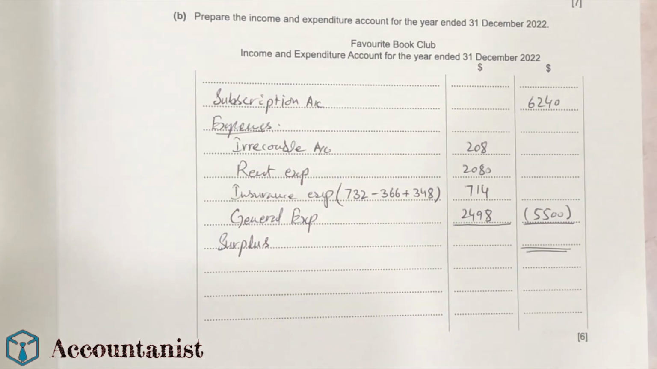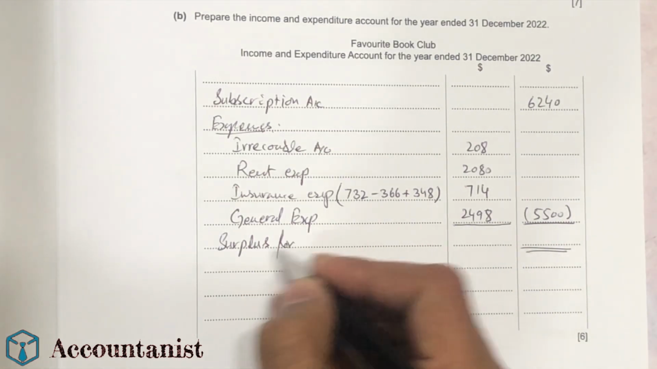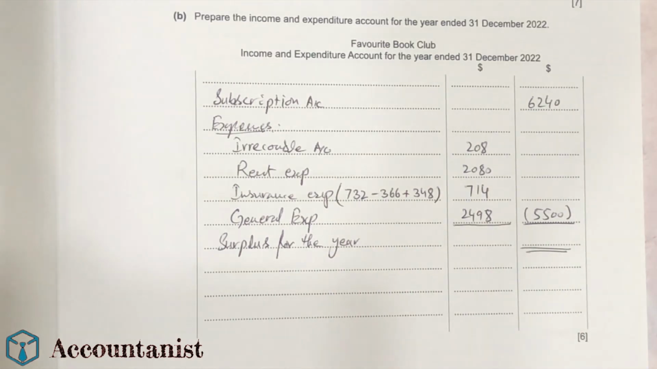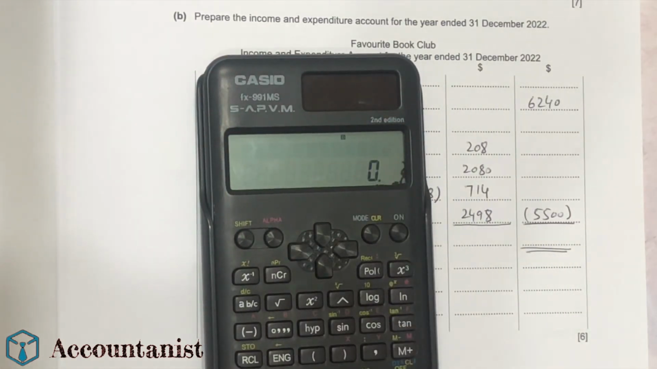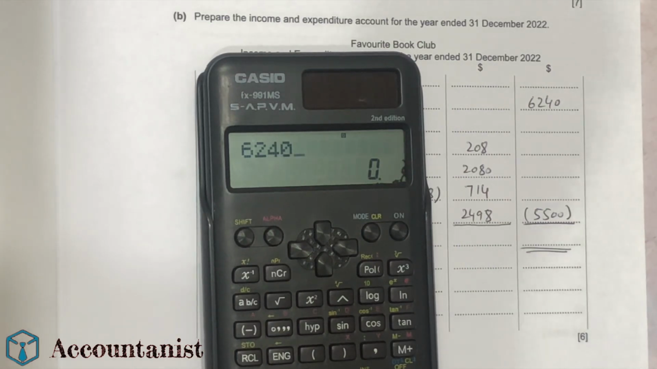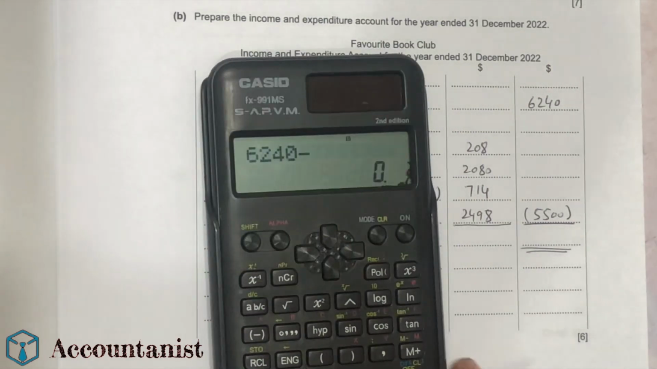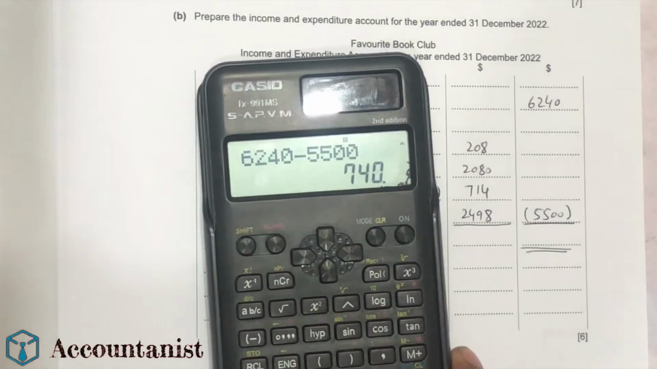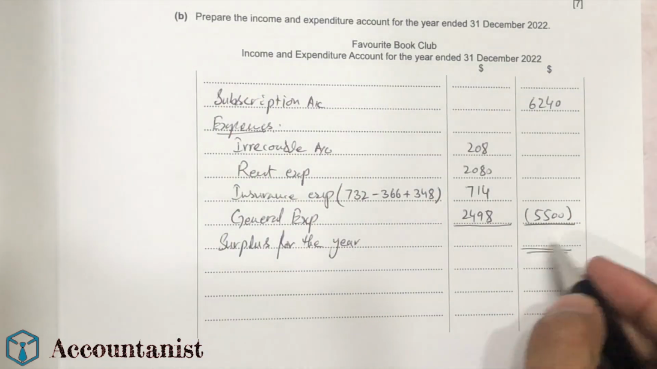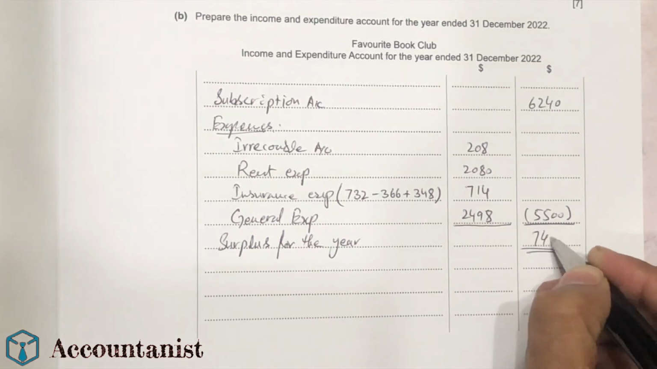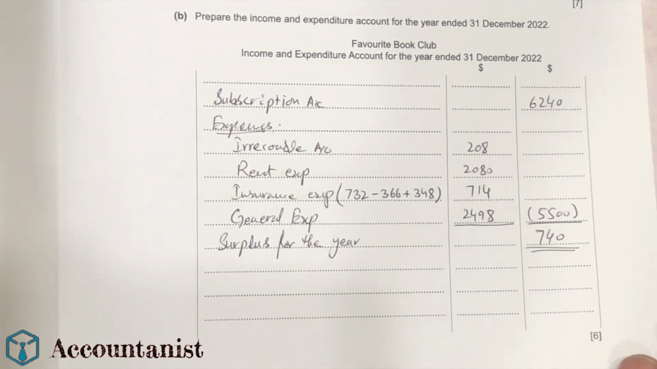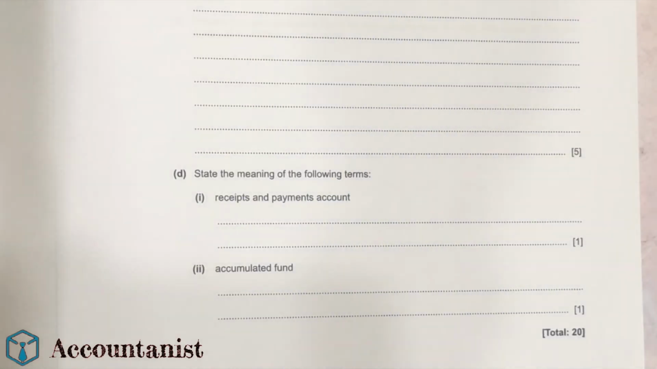for the year. So that's similar to the profit for the year, but in the club and society question, known for non-profit making organization, we do not write the profit because their purpose is not earning the profit. So the surplus for the year is 740. We got this by deducting expenses from our subscription. So that's section B of the third question.